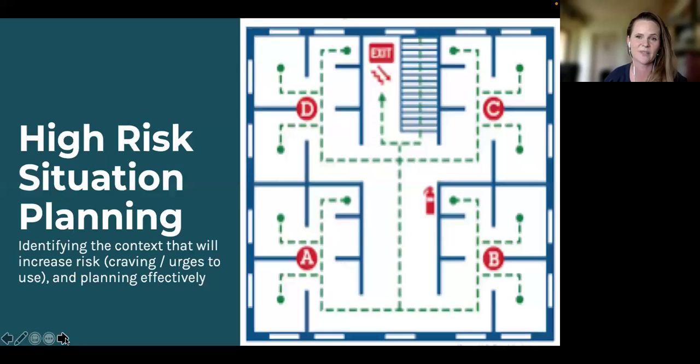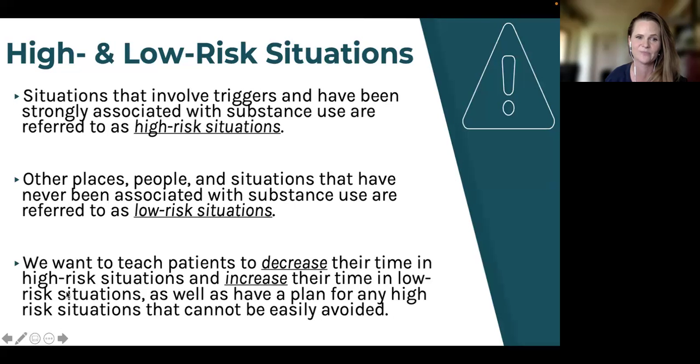So high-risk situation planning, this is a great modular intervention for CBTRP. Even if you just have a few minutes, and the patient is not willing or not able to attend therapy for the long term, this is a really great tool to pull out of your pocket in a few minutes. Without too much context, you can help them understand how identifying the context that's going to increase their risk, the cravings or the urges to use, can help them plan: what can I do to minimize that situation? And then what can I do to cope with it when it does happen?